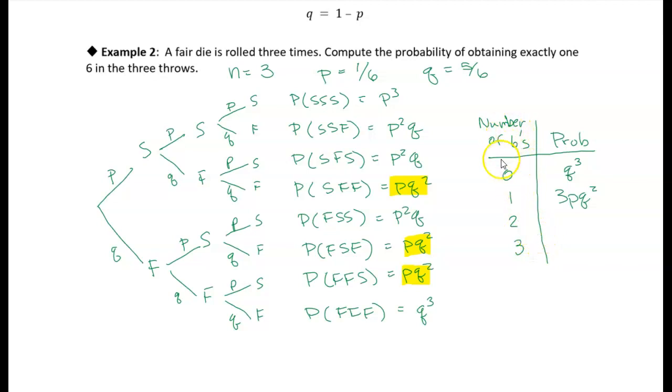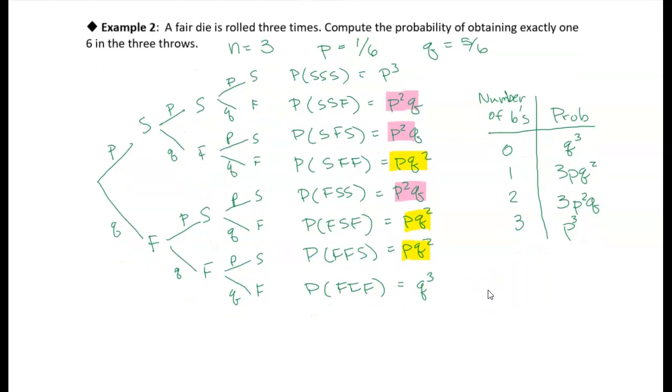What's the probability of getting 2 6s? Well, let me highlight those. So this is 2 successes and 1 failure. So again, I have 3 of those. So it's 3 times p squared q. And then the probability of getting 3 6s would be this p cubed. I'll make it look like an exponent there. All right. So there's our probability distribution. Now I could plug in p is 1/6 and q is 5/6, but I'm not going to do that yet because I want to generalize.